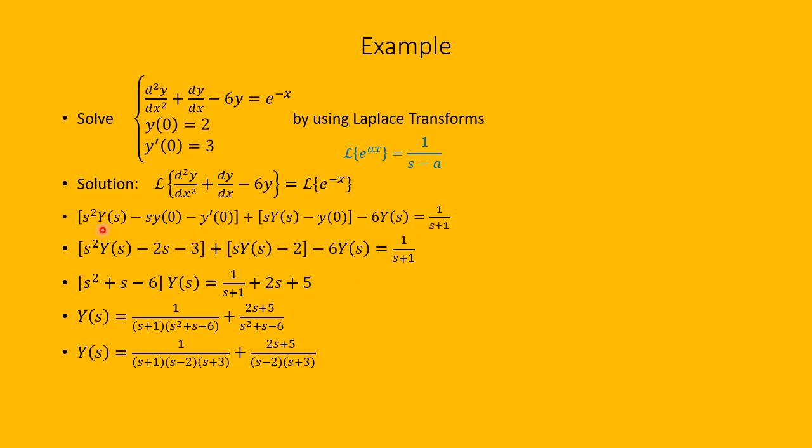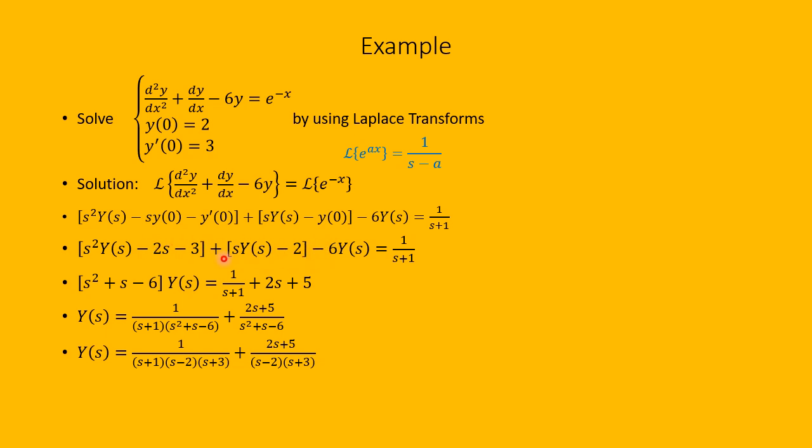Okay, so now what we need to do is plug in the value of y of 0, which is 2, wherever it appears, and also plug in the value of y prime of 0, which happened to be 3. So when we do that, we get from here s squared Y of s minus 2 times s minus 3. And then from here, we get s Y of s minus 2, then minus 6 Y of s equals 1 over s plus 1. Okay, this is an algebraic equation for Y of s, the Laplace transform of the solution to our initial value problem.